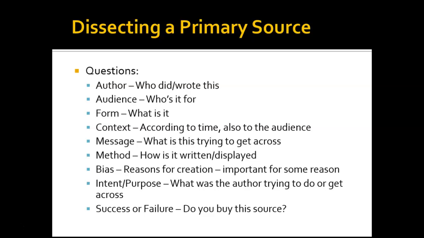The bias is, what are its reasons for creation? This source has to be important for some reason, and when you understand who the author is, you can also add in what possible biases that person has in its creation. The next one is the intent or purpose. What was the author trying to do or get across by creating this source? Again, this one's very similar to the message, but can be a little bit different. And then the last one is, was this source a success or failure? Do you buy it as a source that should be used in studying a certain topic?